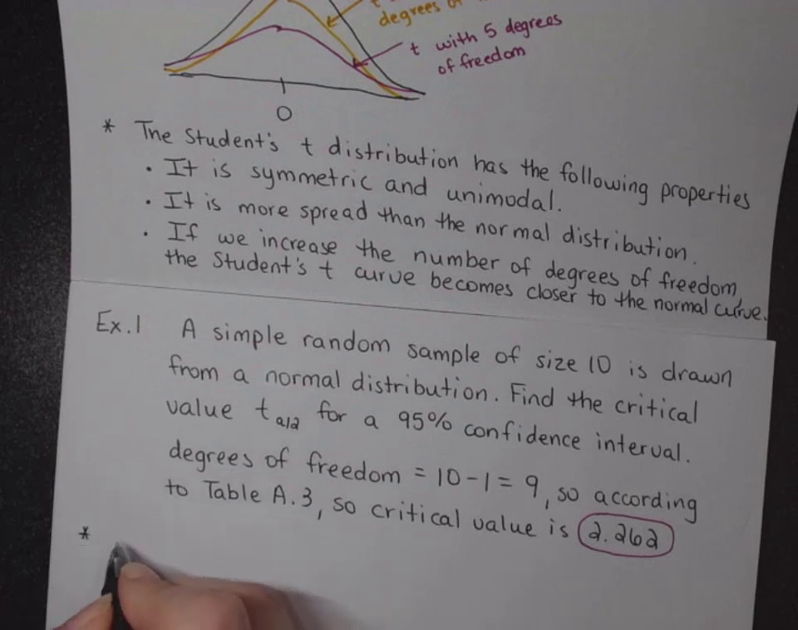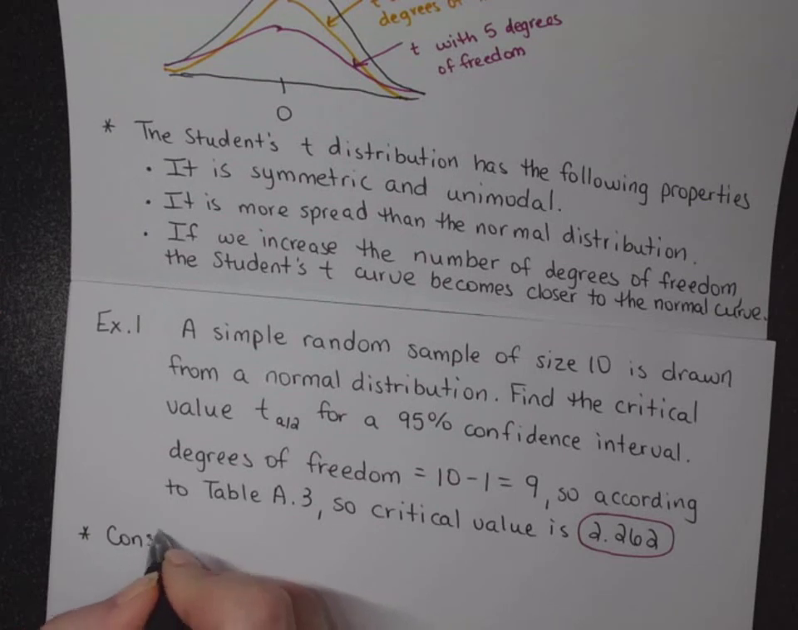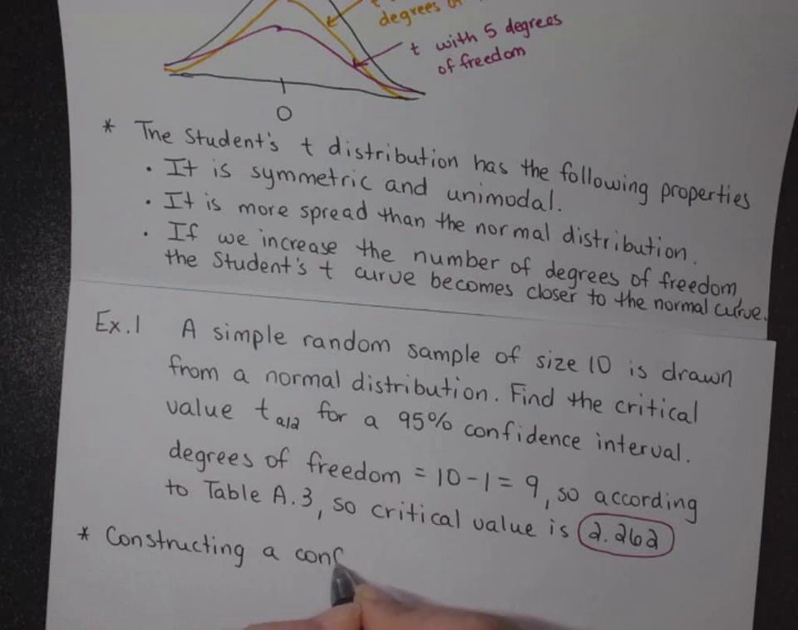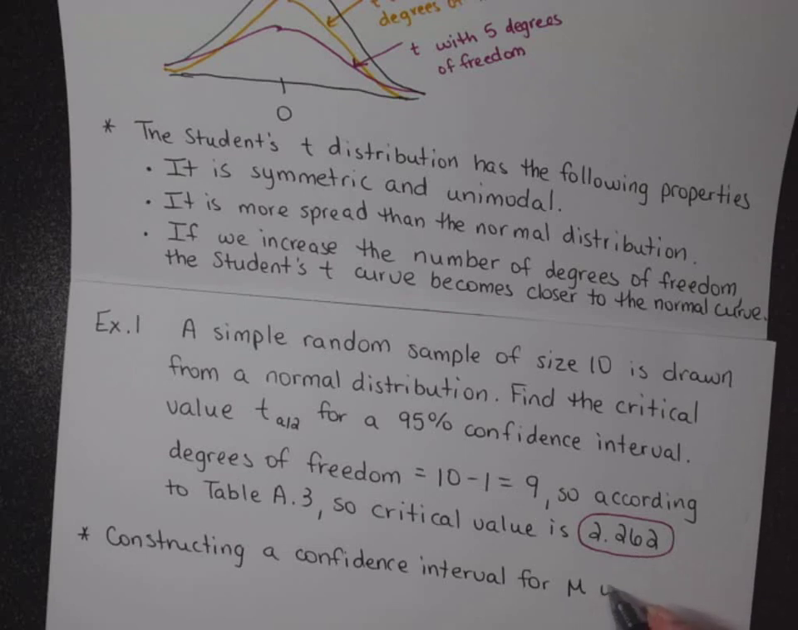So now that we know how to find, hopefully, a critical value, we're going to talk about how we're going to now construct a confidence interval. And you're going to do it much the same way as you did when you knew what the standard deviation is. All right, so how do you construct a confidence interval for mu when sigma is unknown?